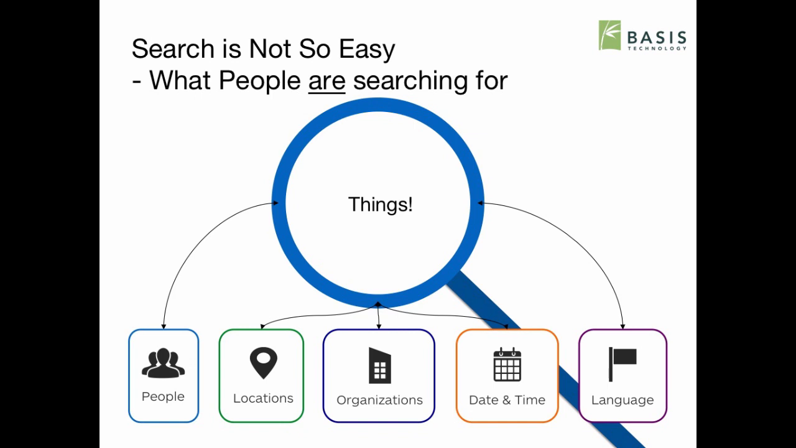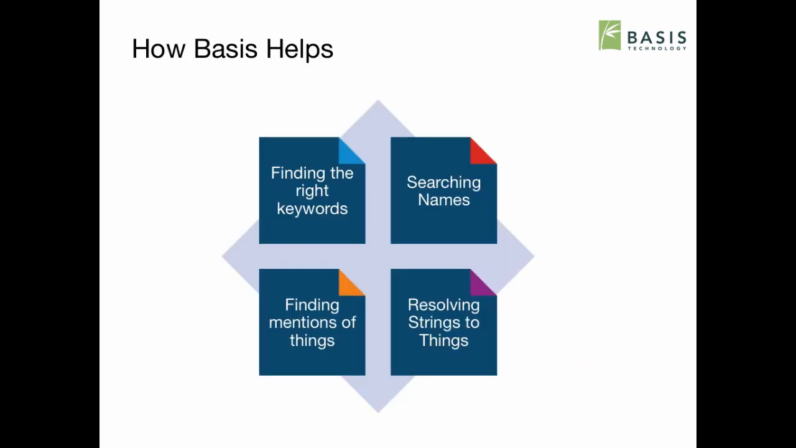Ultimately, one of the things people are looking for are things in the world. They want to know about a particular person or a particular place or a particular organization. What a search engine does out of the box is it searches for words, and those are just not the same thing. Our products at Basis Technology help customers build search applications that give users more relevant results.